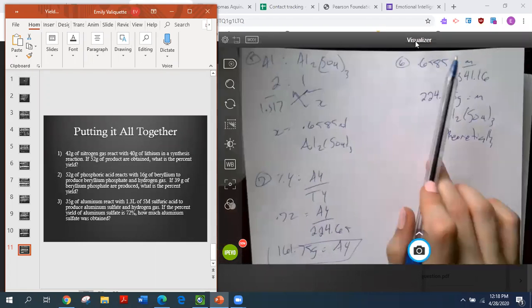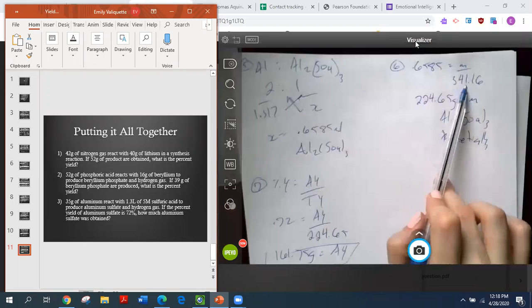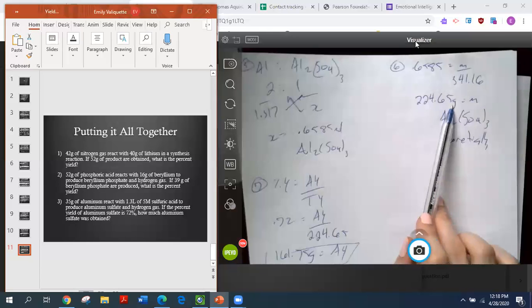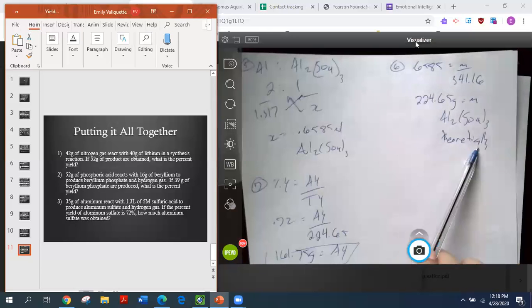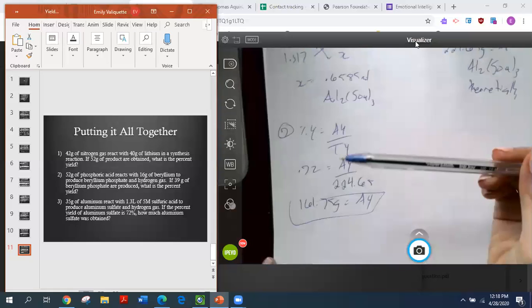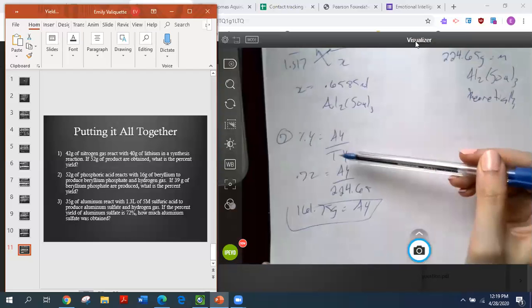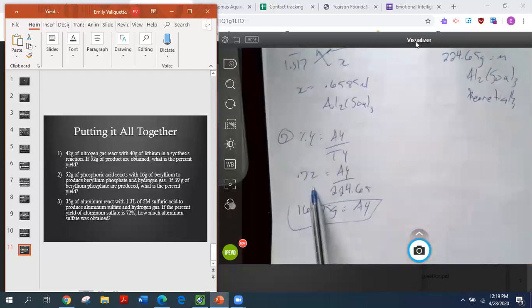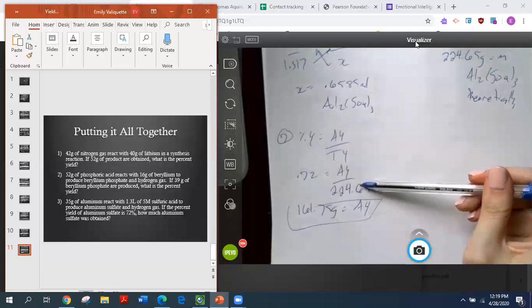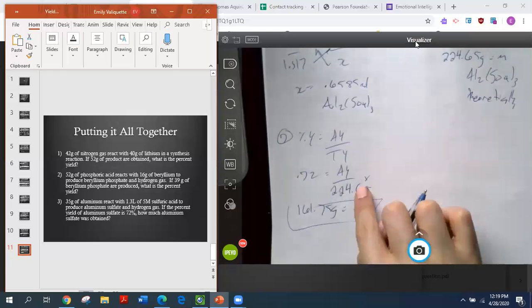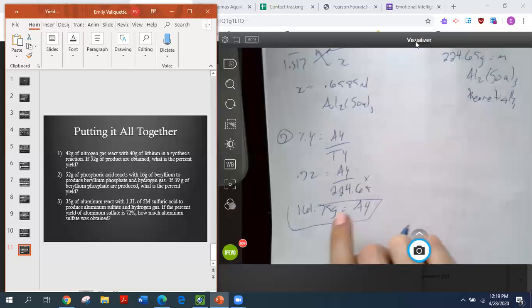We then go to moles equals mass over molar mass and solve for mass, and that gives us 224.65 grams of the aluminum sulfate theoretically. Then we go to our percent yield is actual yield divided by theoretical yield. I can plug in my percent yield as a decimal and then plug in my theoretical yield. I am looking for my actual yield. So I, of course, just multiply by my theoretical yield on both sides and get 161.75 grams as my actual yield.